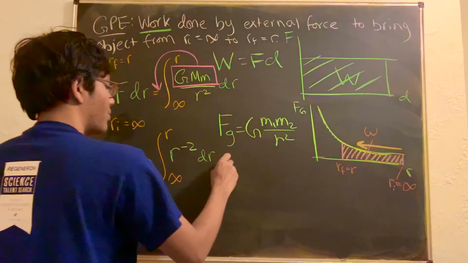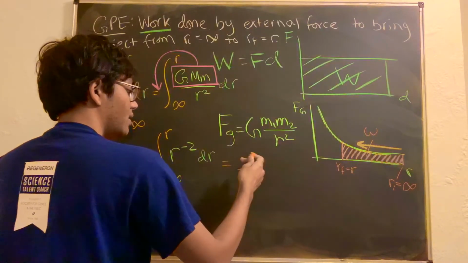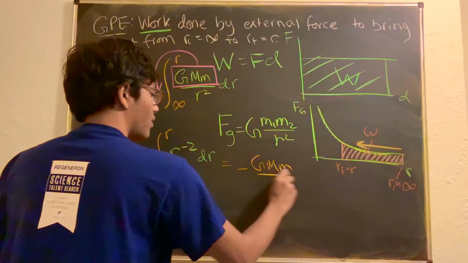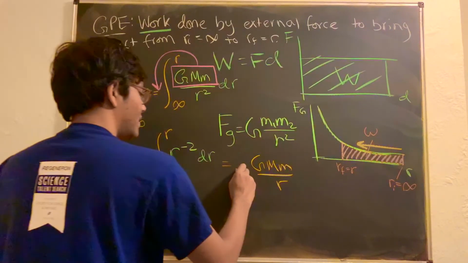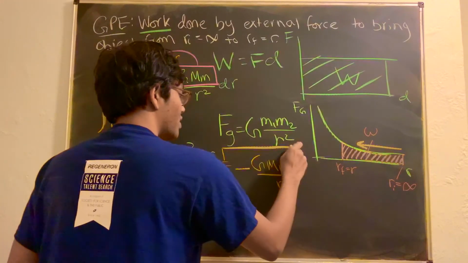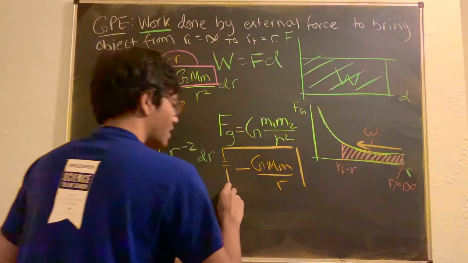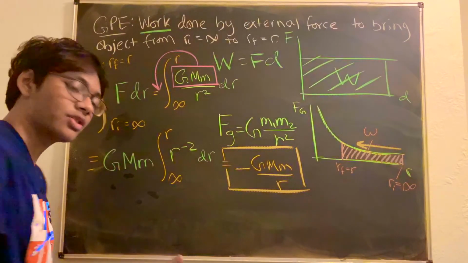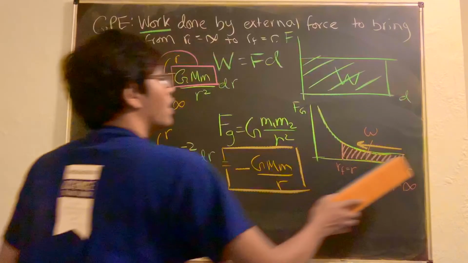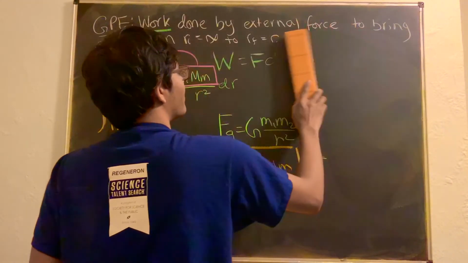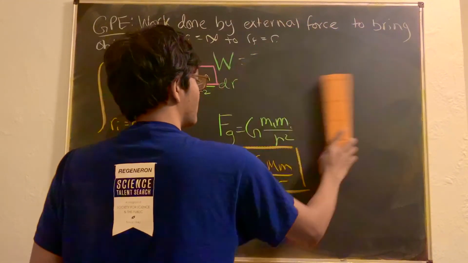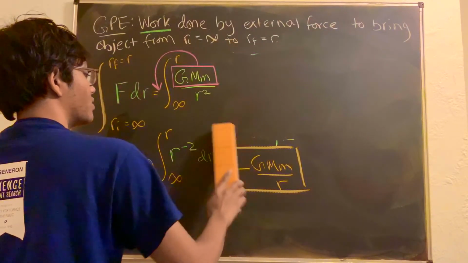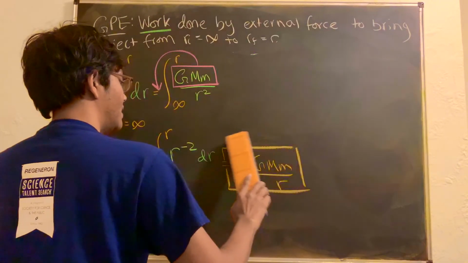Well, we're going to end up with minus G big M small m over r. Okay, that, ladies and gentlemen, is the gravitational potential energy of an object in any location in space. And so what does this mean? How can we contextualize it? Well, let me go ahead and draw out what this means for you, so you have an idea of what we just derived. What this formula is telling us is how much potential energy an object has in space.